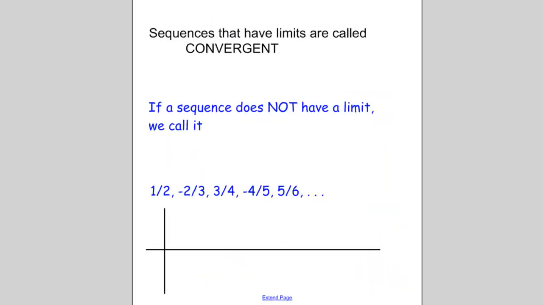Now we had a trick for this before, and we'll get back to that again, about how you can predict in rational functions. But first let's look at sequences that have limits are called convergent, and if a sequence doesn't have a limit, we call it divergent.